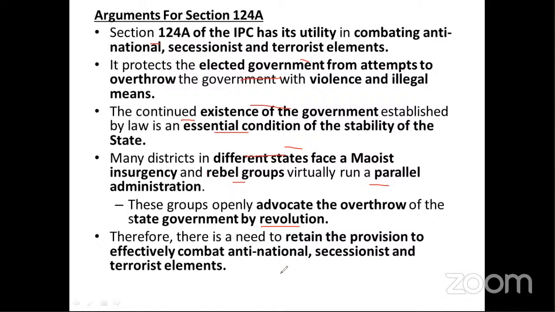So these are some points that have been made by the government of India, in answer to the Supreme Court's question. When the Supreme Court asked the government of India what its opinion was regarding the sedition law, whether it should be continued or not, the government represented that the sedition law is important for running a stable government and for combating all the anti-national activities that cause disturbance in our country.